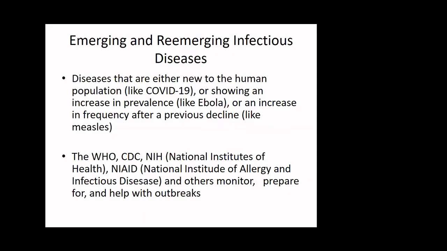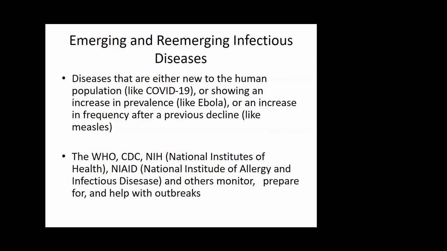And then we have our emerging and re-emerging infectious diseases. A disease is emerging if it is either new to the human population or showing a very large and quick increase in prevalence, or an increase in frequency after a previous decline. So examples of emerging or re-emerging infectious diseases are things like COVID-19, Ebola, measles is coming back, all of those things that are coming up from either nowhere or from very small amounts, right?